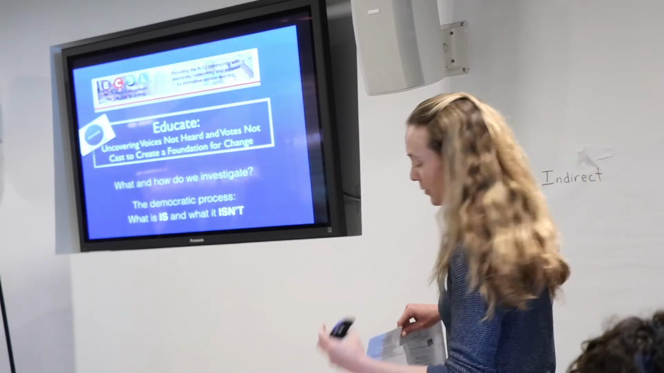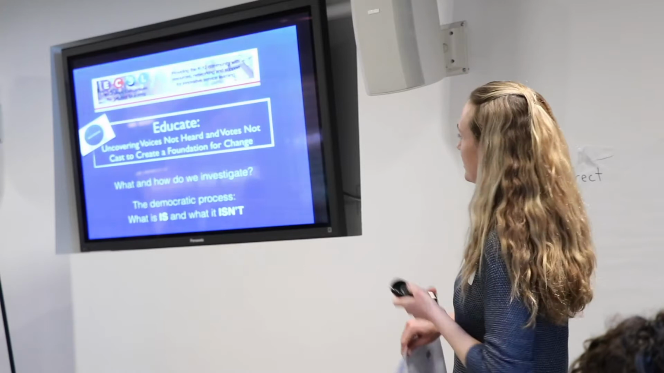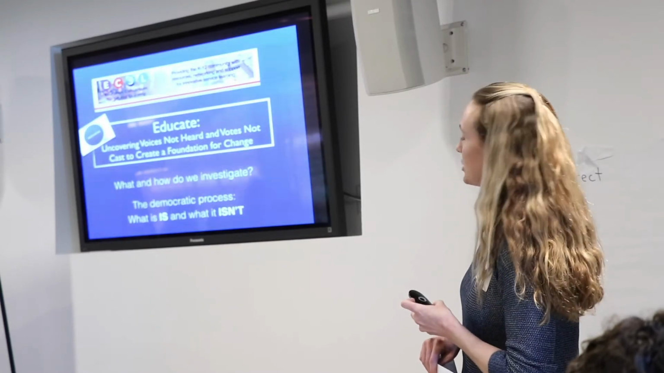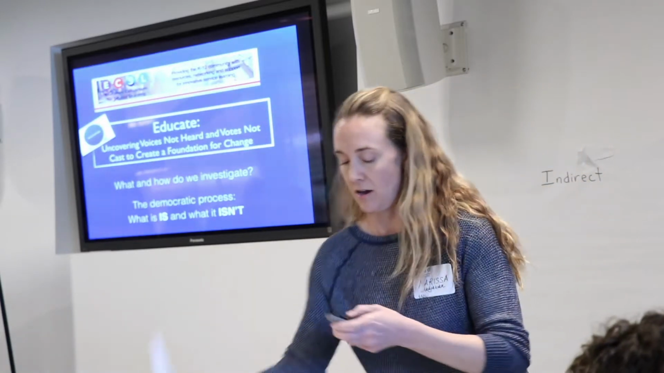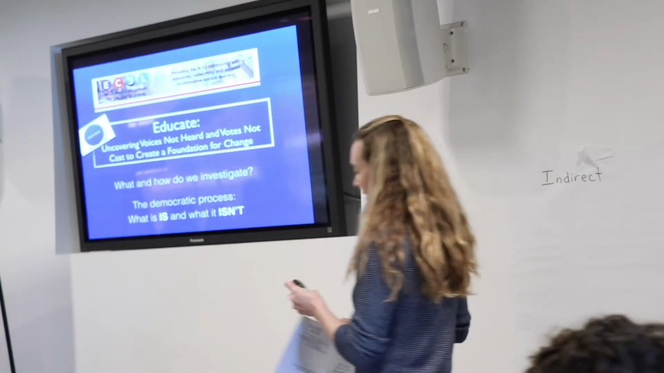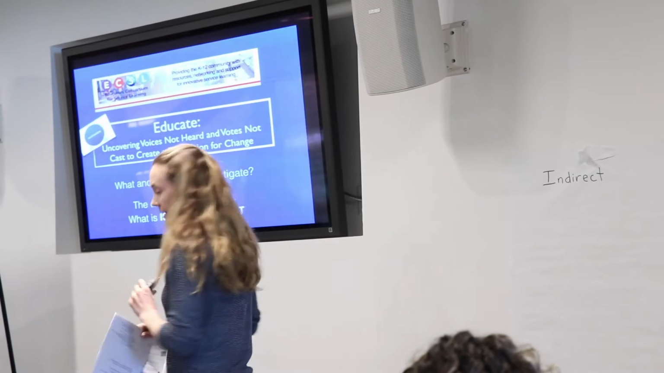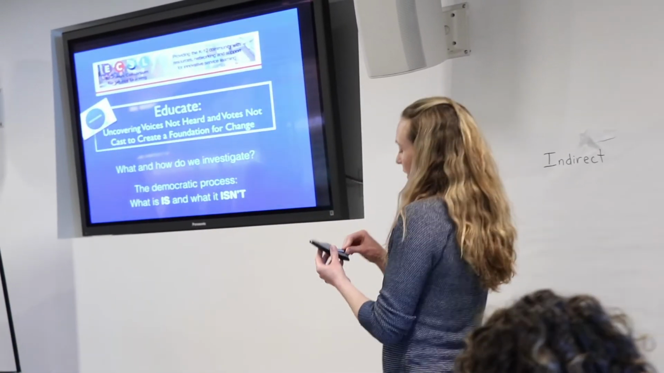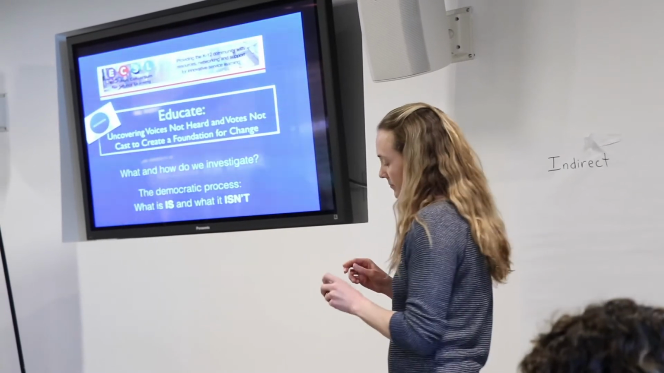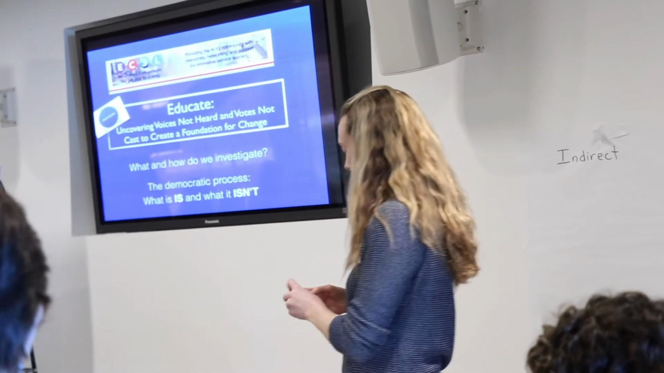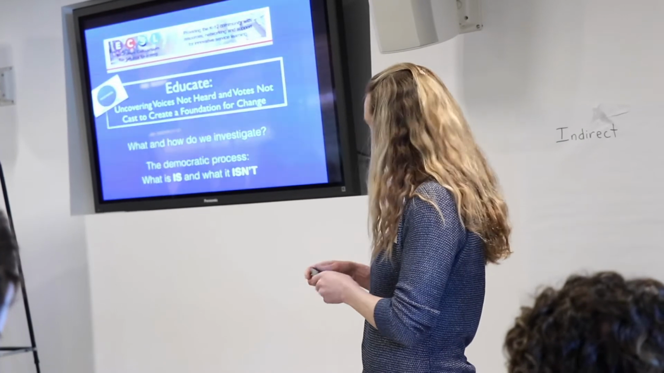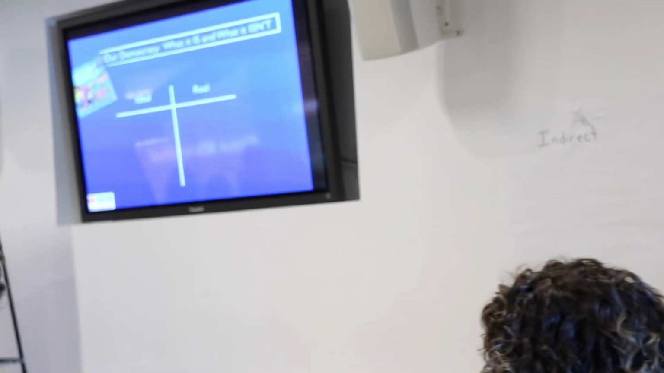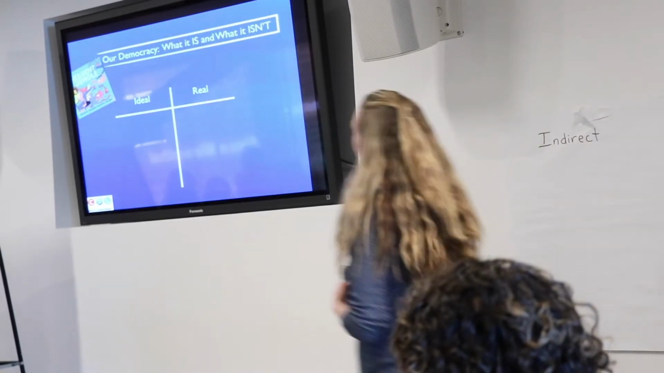Now that we've read the story together, we're going to have you process it. We're going to have you create a T-chart that's on the paper here on your desk. Together as a team, on your T-chart on the left, you'll say... Our democracy, what it is and what it isn't.